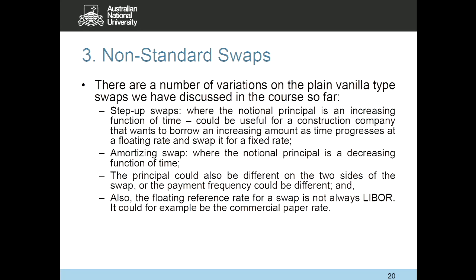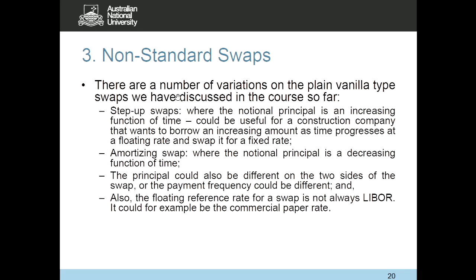Okay, so the first non-standard swap is a step-up swap. The way a step-up swap works is that originally, you might want to borrow $10 million. All right, then a couple of years later, you might want to borrow a higher amount, let's say 20 million. Then towards the very end of the stage, you want to borrow even more. So let's say you want to borrow 30 million. So basically, you are borrowing money at an increasing amount as you go through time.